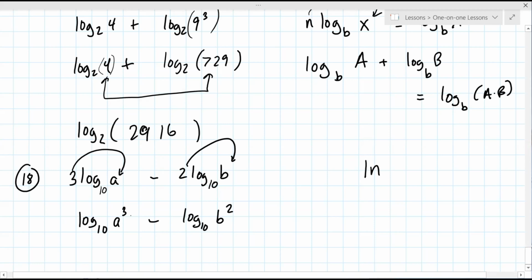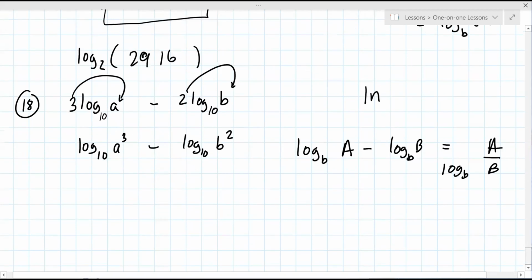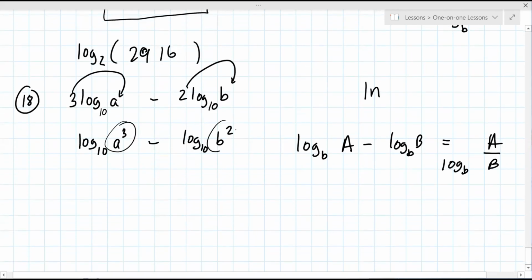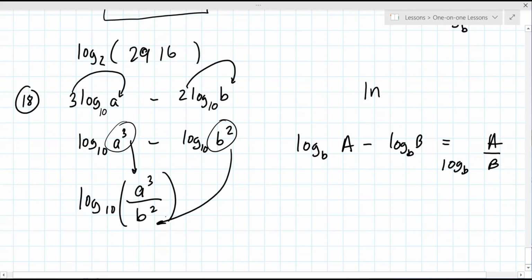Now we have a different property because you're subtracting. So log base b of a minus log base b of b, when you're subtracting, it becomes a quotient. So you write a over b. In this case, you're going to take a cubed and b squared and write them over each other, a cubed over b squared. And then it's log base 10 of that. That's it for those two.